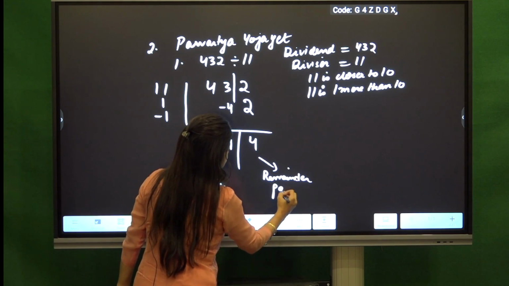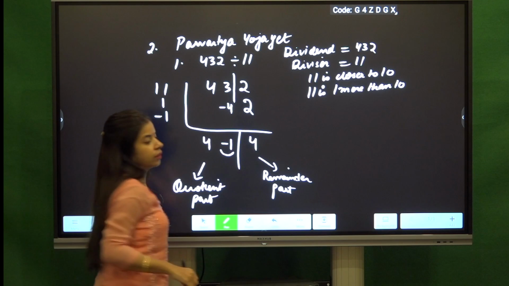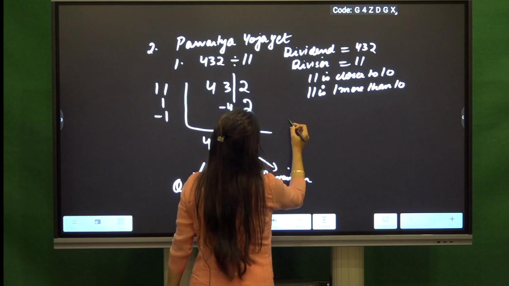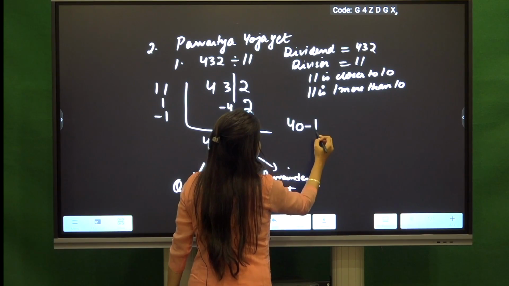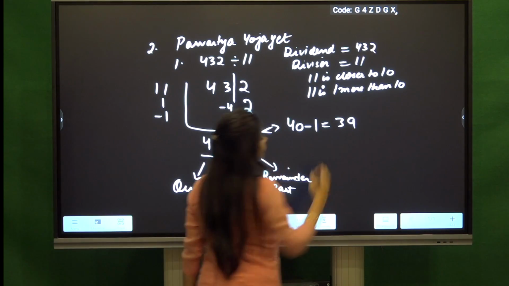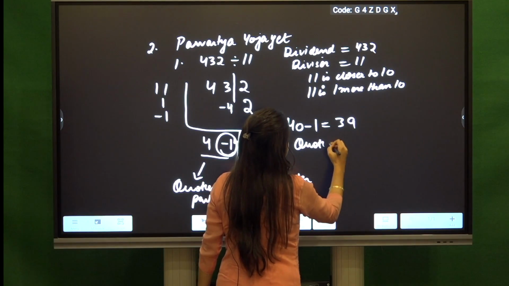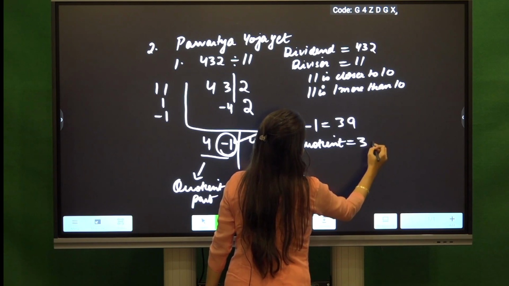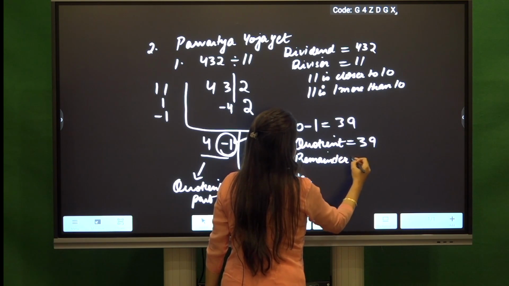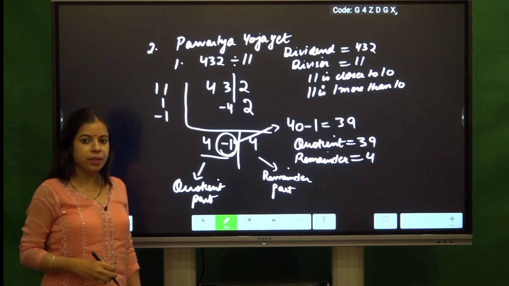But this is not the final answer because we have minus here. Okay. So, how are we going to deal here? See, this is 40 minus 1. So, this will become 39. So, here the quotient is 39 and the remainder is 4. Okay. Let us take another example.